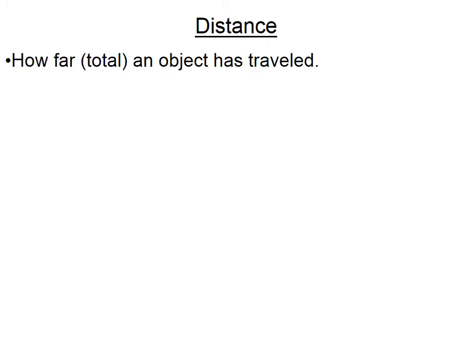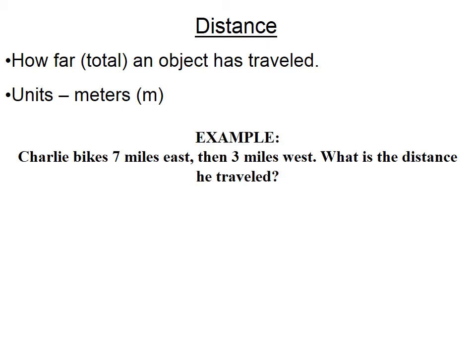Next, I want to look at distance. Distance is defined as how far total an object has traveled. The units for distance are meters. Here's an example of distance. Charlie biked 7 miles east, then 3 miles west. What is the distance he traveled?